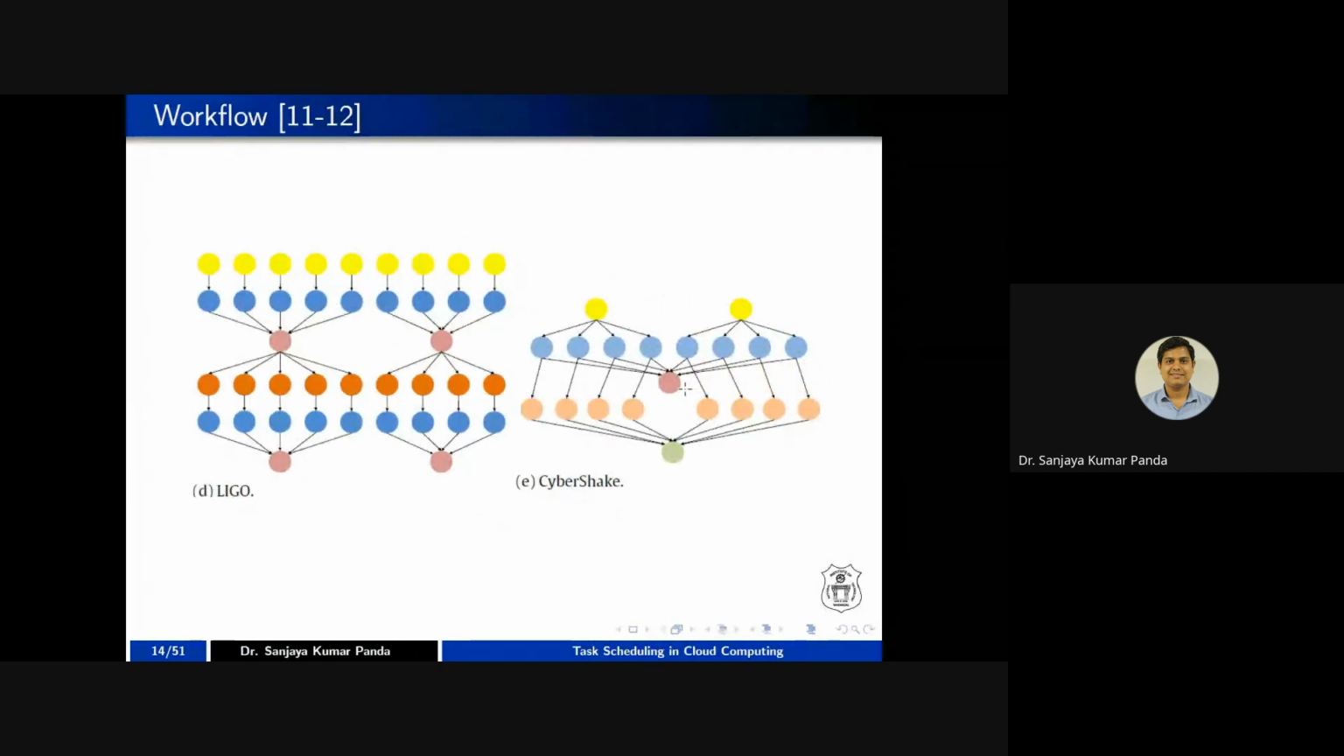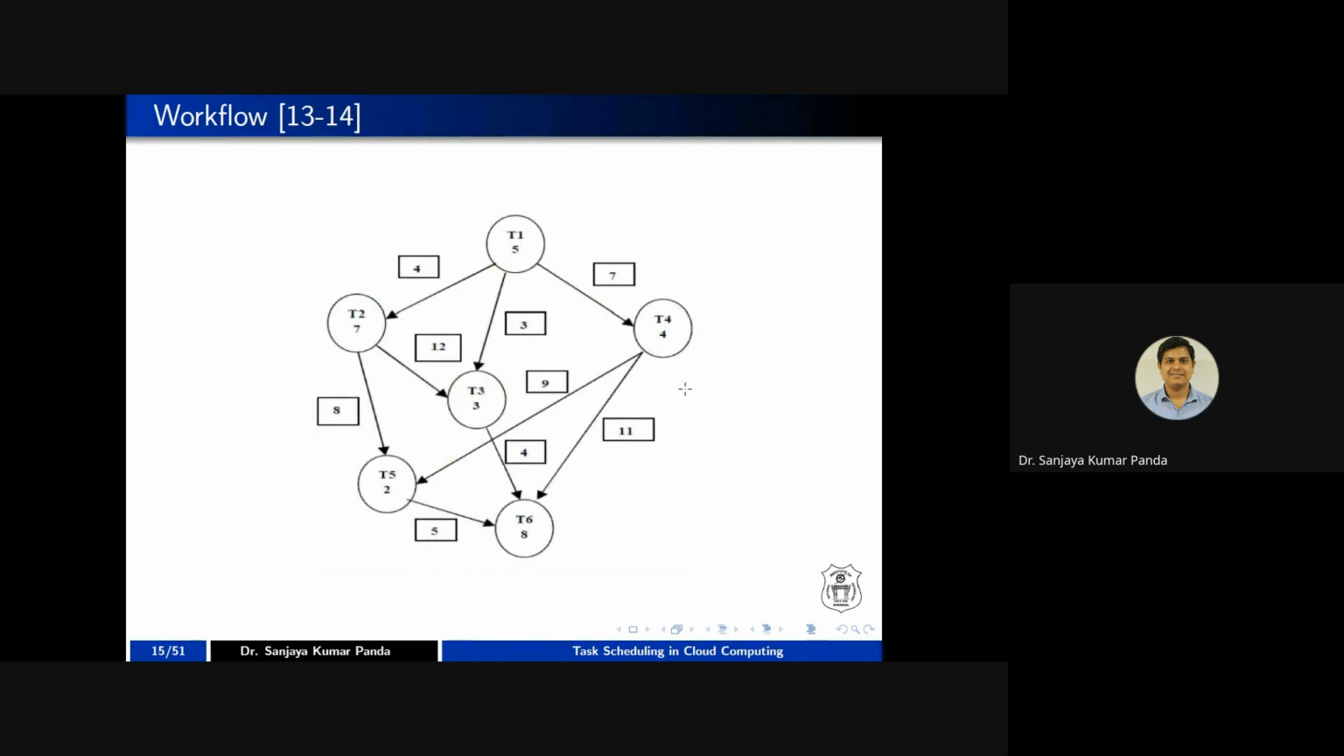Okay, this is LIGO and CyberShake. You can see the structures of these applications are completely different. So take an example of a single application. Here I am showing you 6 different tasks, and you can see there is a value I have written within each node, and there is a value I have written between two nodes. The time I mentioned within a particular node is called computation time. And the time required for moving from here to here is 4 units of time. That is called communication time.